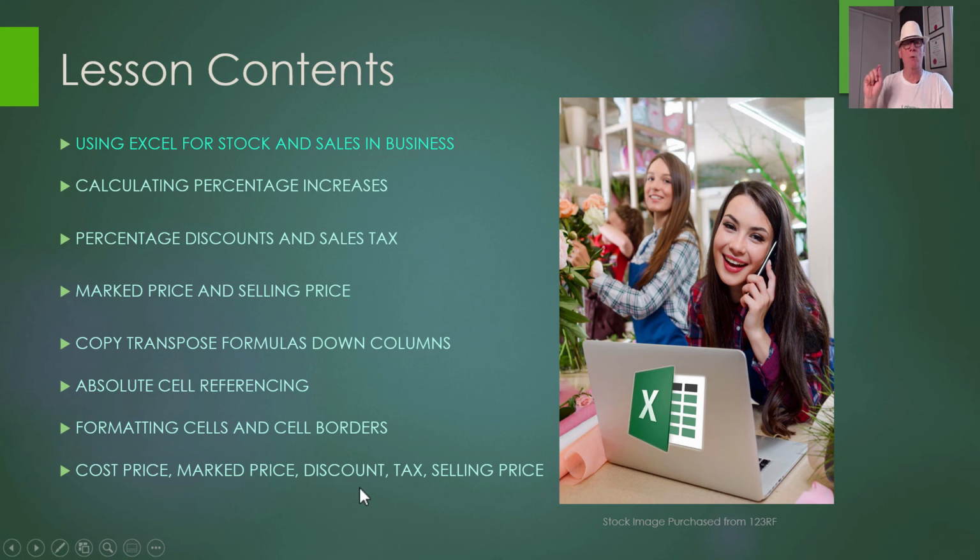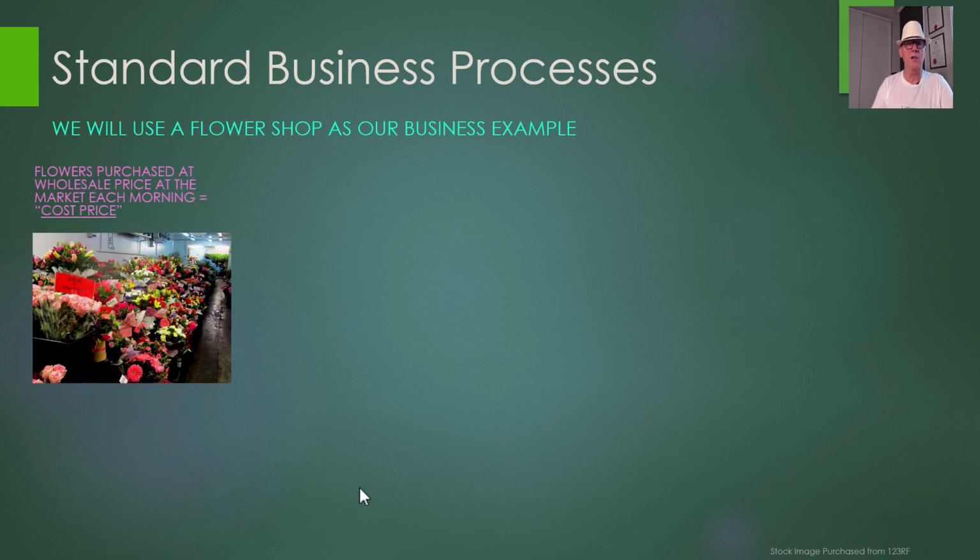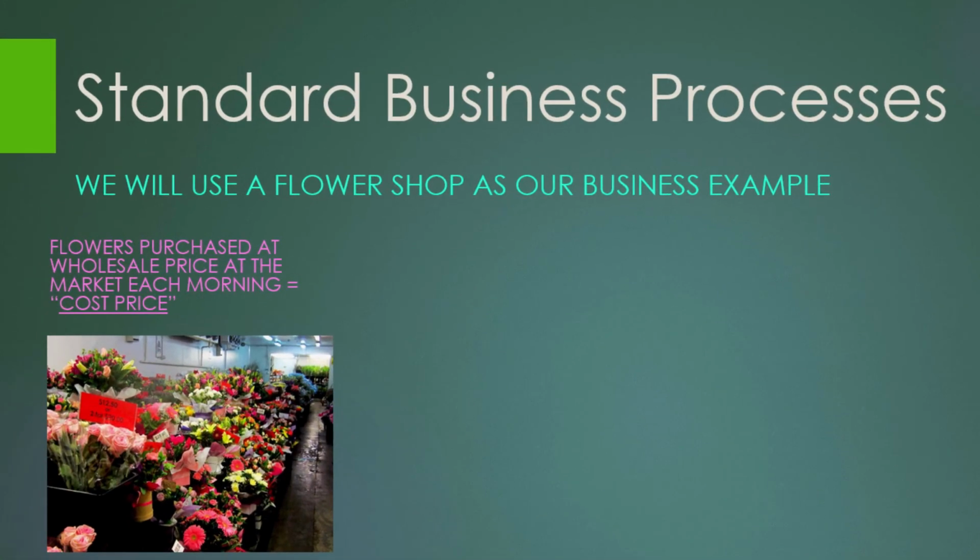It's very important you've done our previous lessons before this lesson so that you know how to set the spreadsheet up and have it going. So we're going to use a flower shop as our business example, and most small businesses go through these exact same processes. So this is the standard business process.